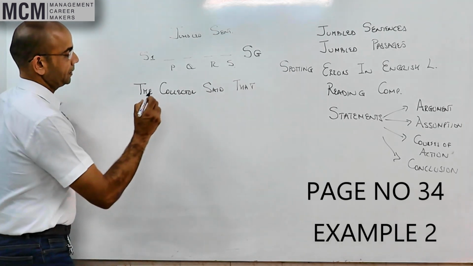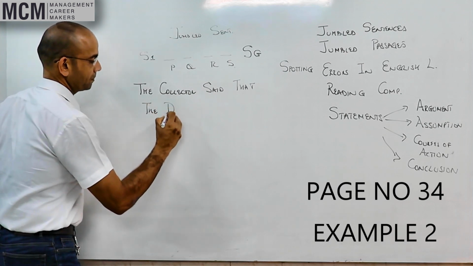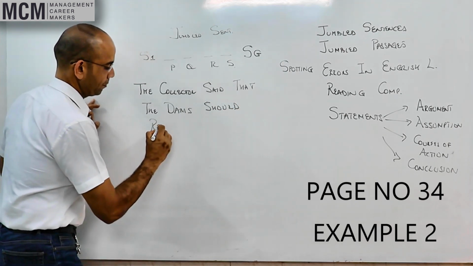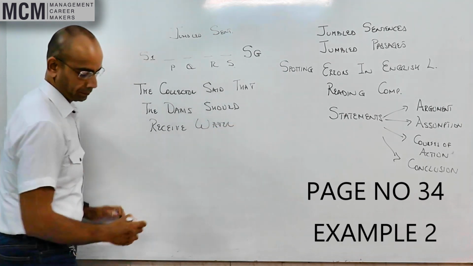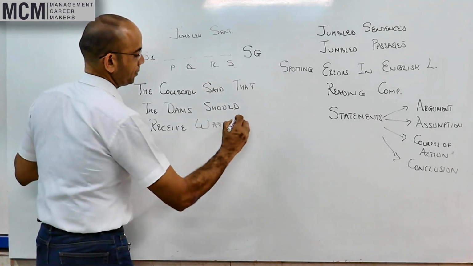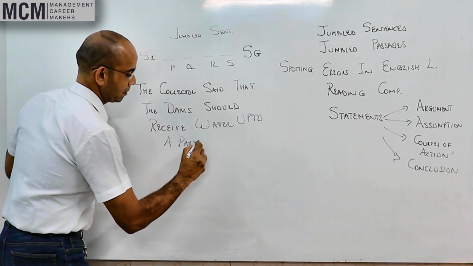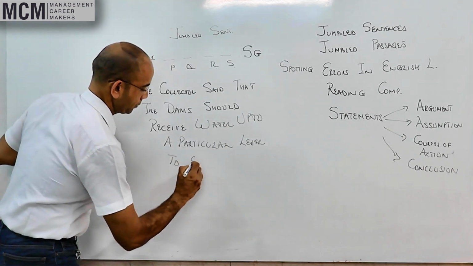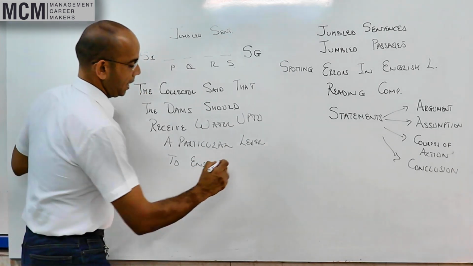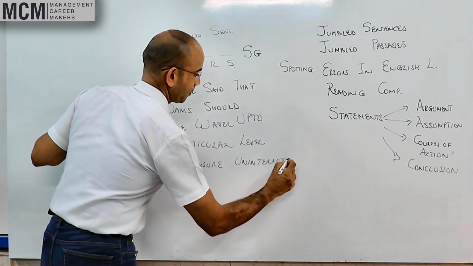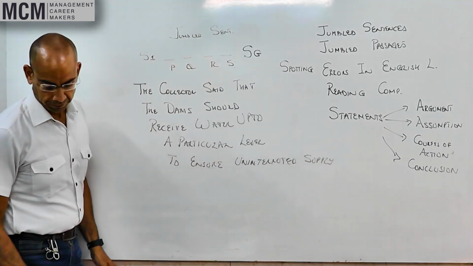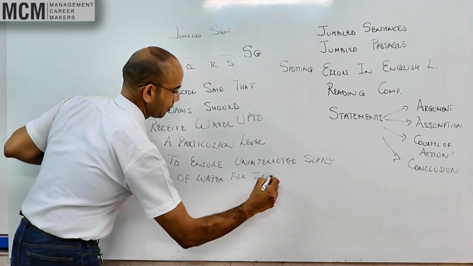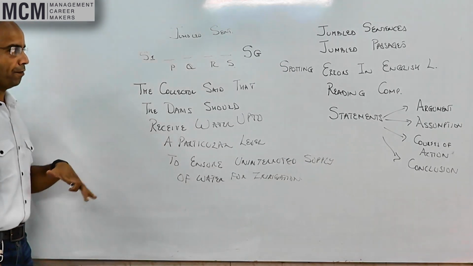The collector said that the dams should receive water up to a particular level to ensure uninterrupted supply of water for irrigation. So this is the correct way of forming the sentence.